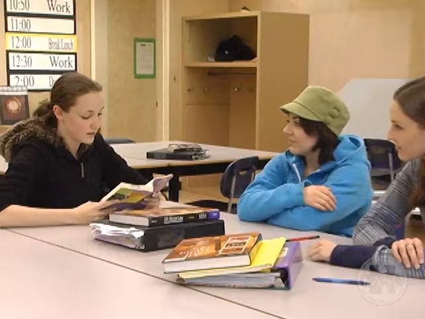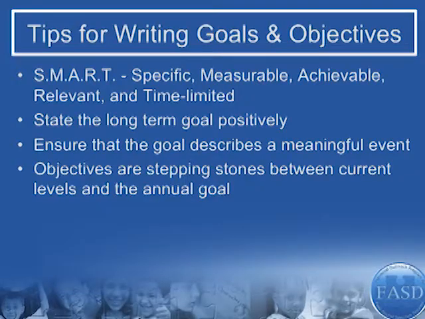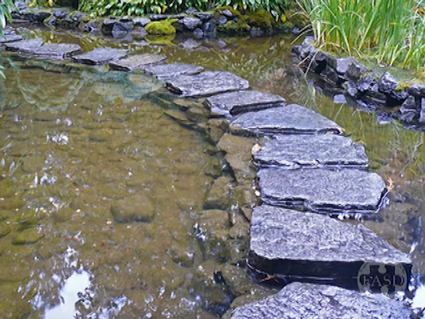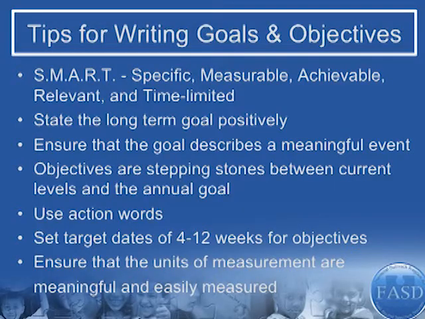Follow the SMART rule. Ensure that your goals and objectives are specific, measurable, achievable, relevant, and time-limited. State the long-term goal positively and ensure that it describes a meaningful event. Remember that short-term objectives are stepping stones between current level of performance and the annual goal. Use action verbs in describing your goals and objectives. Set target dates of 4 to 12 weeks for the completion of objectives. And ensure that the units of measurement are meaningful and easily measured.